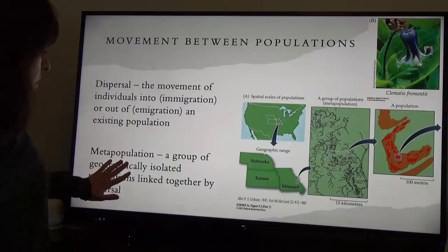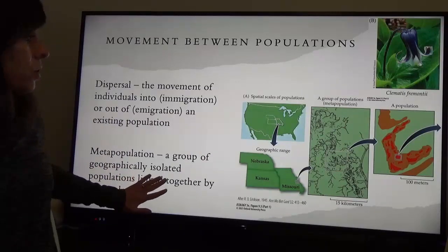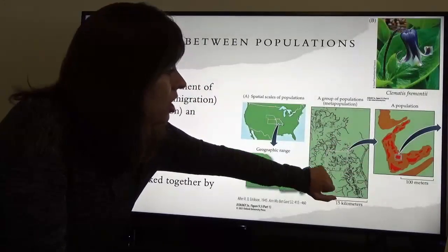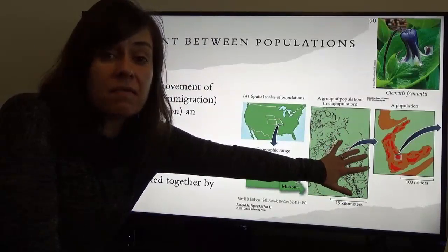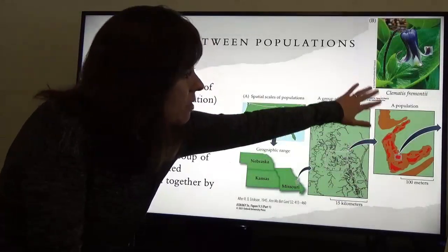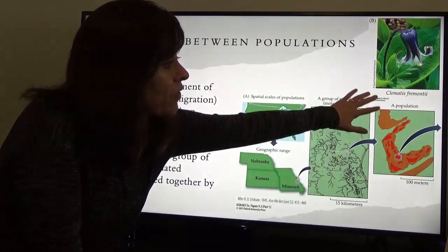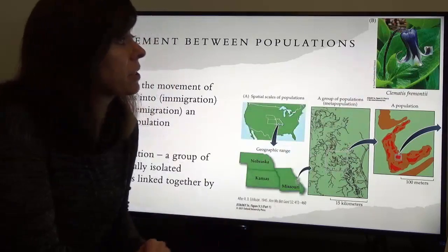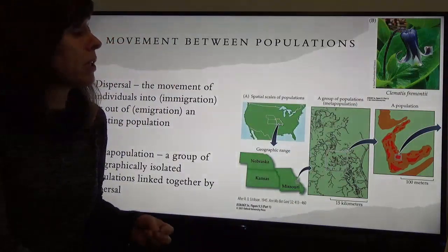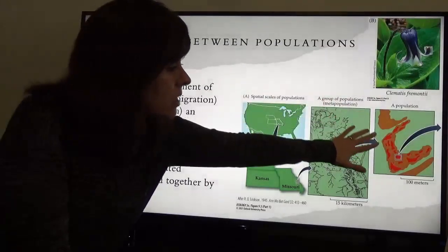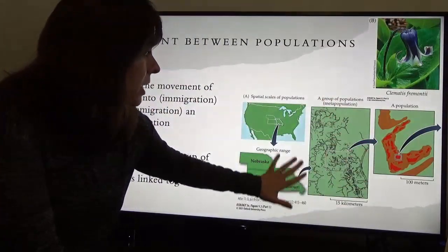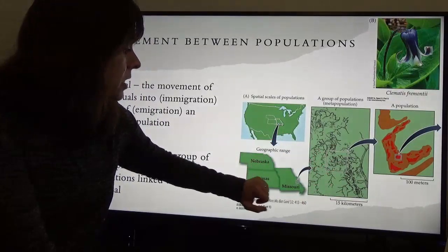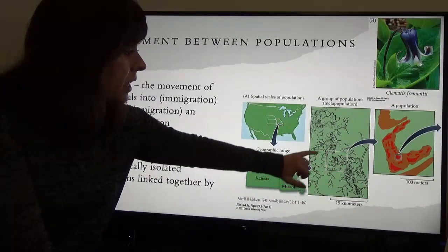And this links really closely with metapopulation. So when we think about populations, a lot of times they are not continuous. And in fact, you have something akin to what we see here in this distribution of Clematis fremontii, this lovely little bell-shaped flower. So this Clematis species, we have its distribution here. It has a geographic range where it's distributed in this little corner of Missouri.